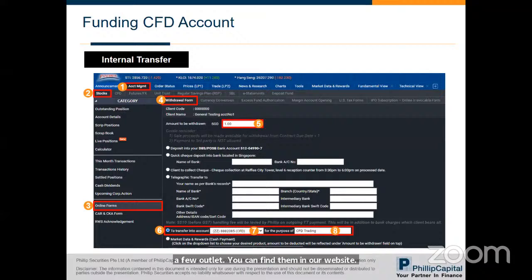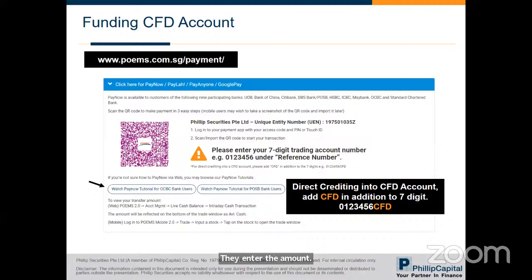So for internal transfer, you can click on account management, stocks, online form, withdraw form, to transfer from, then enter the amount. Otherwise, you can do a PayNow transfer. You can watch the tutorial. So for direct funding into CFD accounts, kindly add CFD at the back.